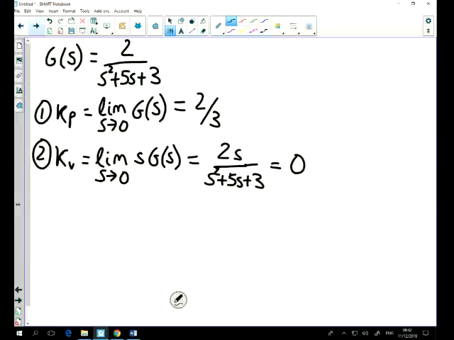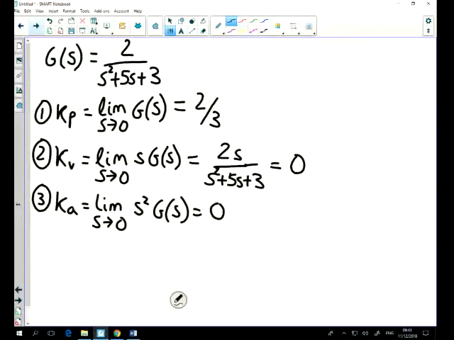And you probably don't even need to do the last one. The last one you're going to have Ka is going to be the limit as S tends to 0 of S squared G of S. Which is obviously going to be 0. If the previous one was 0, the last one will have to be 0.